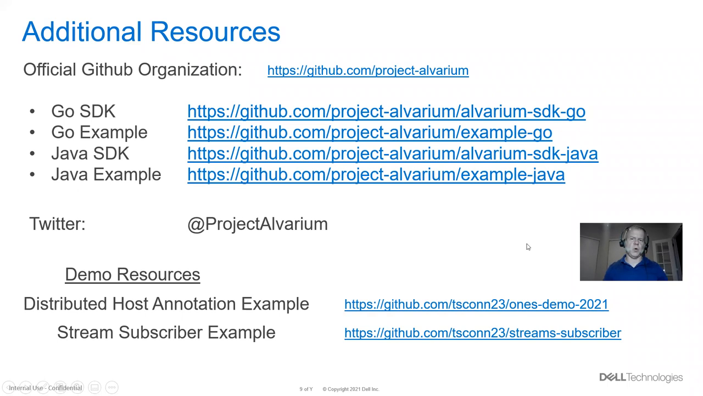Our official GitHub organization is right there, project-alvarium on github.com. We have a few different repos that we're actively working on. The Go SDK, I work a lot on that. We also have an example application that is a single process application, but it leverages some of the Go concurrency primitives like Go routines and channels to demonstrate each one of the SDK methods in a sequence. So take a look at that.